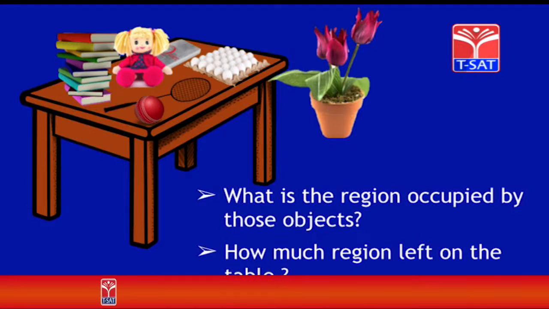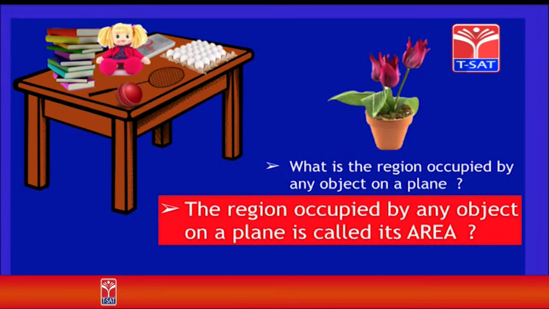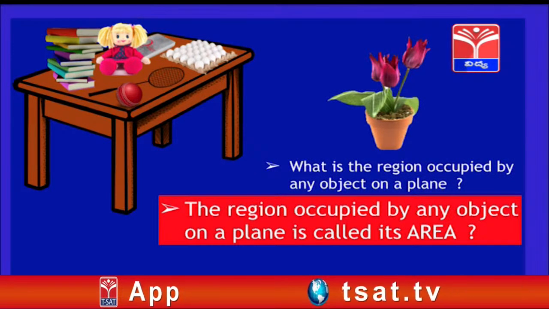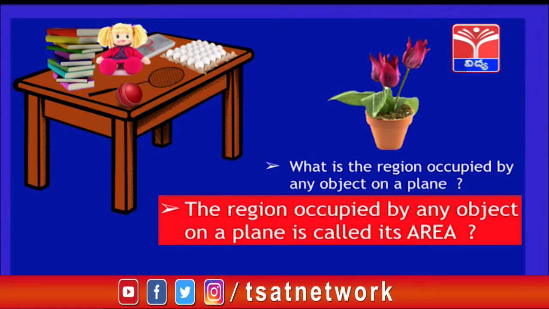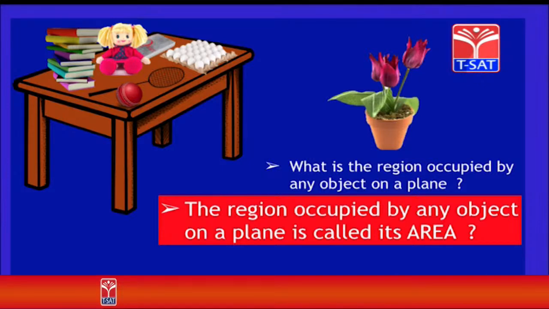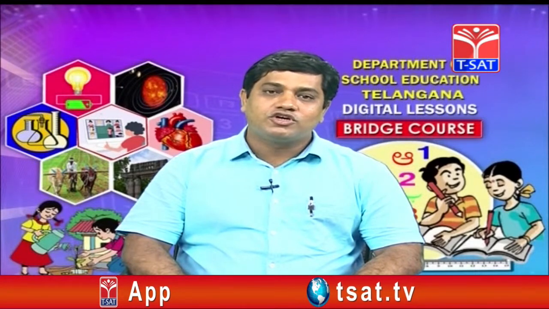To know the space occupied by any object or to know the space left over on the table, how to find that? What are the measurements? If any object occupying any space on a surface, what is it called? Any object occupying region on any plane, that is called area of that object. Observe this. The space occupied by any object on a plane is called its area. We are here to learn area of 2D shapes. Now let us come to area of 2D shapes.